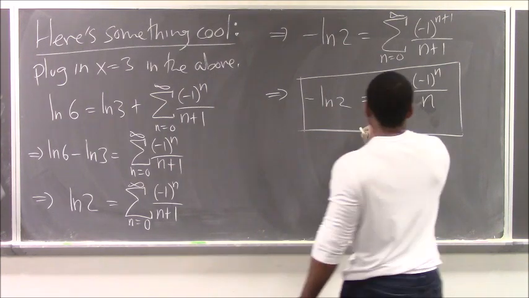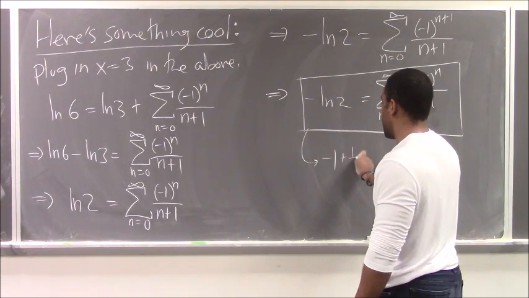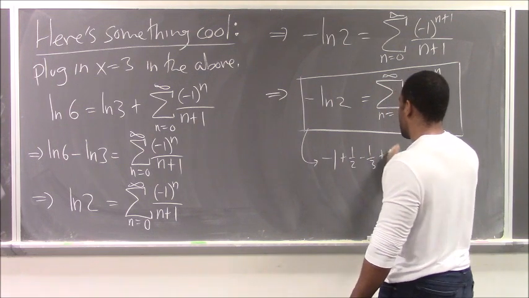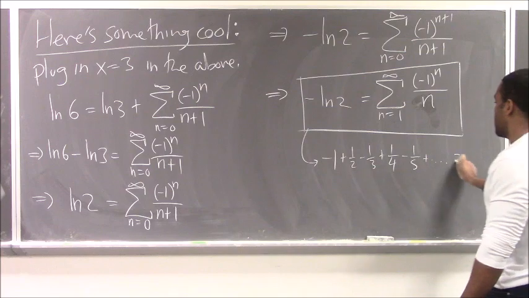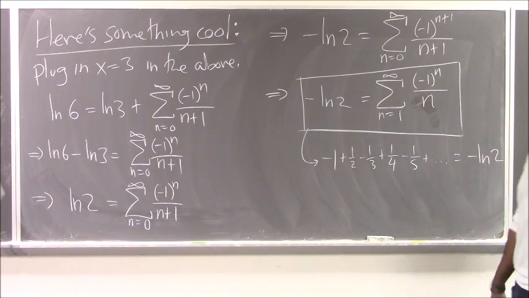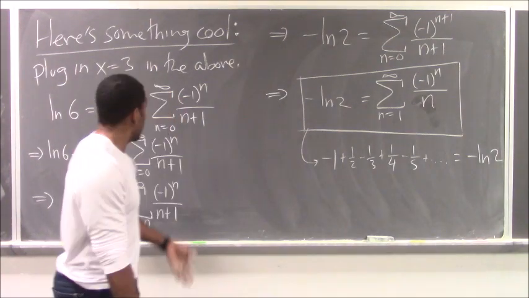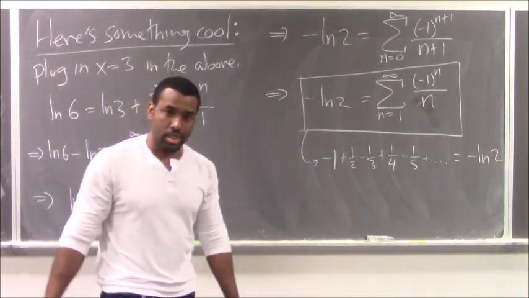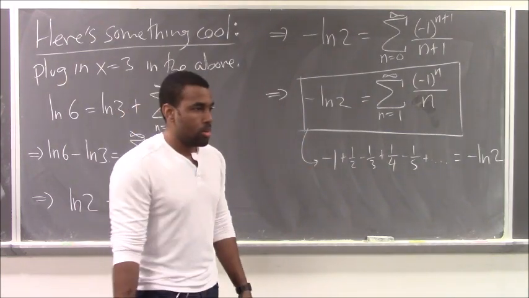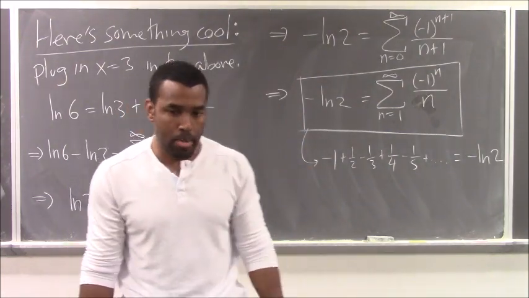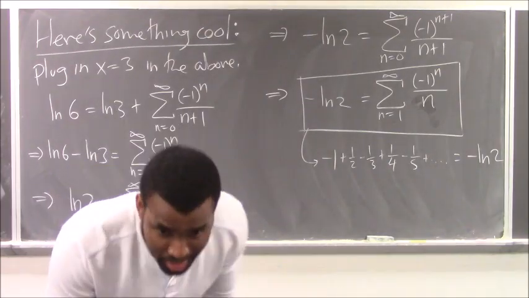In fact, this is basically saying if I take minus 1 plus a half, minus a third plus a fourth, minus a fifth, plus dot dot dot, that all adds up to minus ln of 2, which might seem very strange, but we actually just justified it. It is a consequence of us being able to express 1 over 1 minus x as a geometric series, which is pretty cool, right?